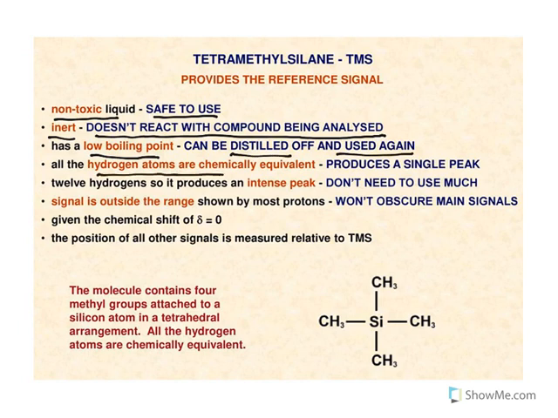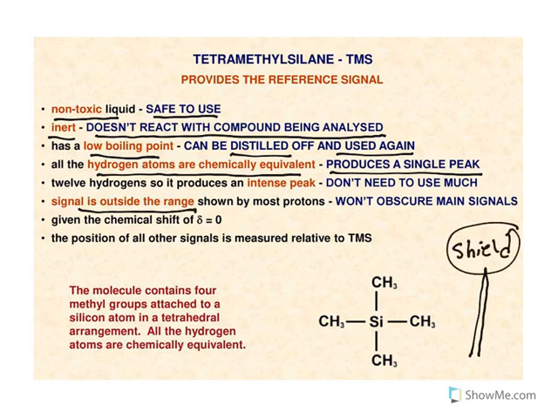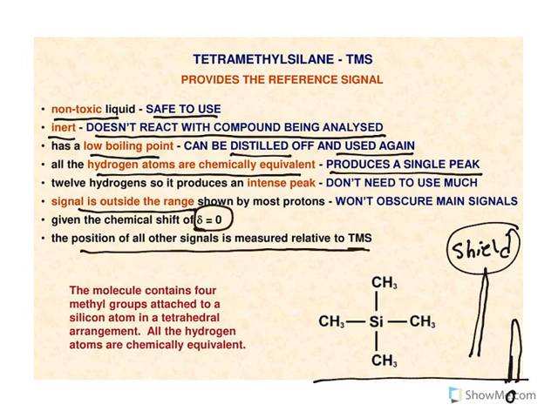Now all hydrogen atoms are chemically equivalent, so it produces a single peak. It will not have multiple peaks, it gives only a single peak. Again, the single peak is outside of the range because of the highest shielding. It will not interfere with other signals because it will be at the left end. That is what is taken as 0. It will not interfere with the remaining signals. Now, see, the chemical shift delta is given as 0. The position of all other signals is measured relative to TMS.